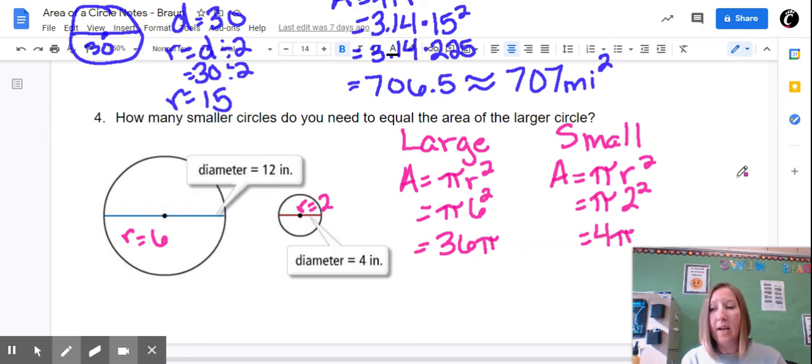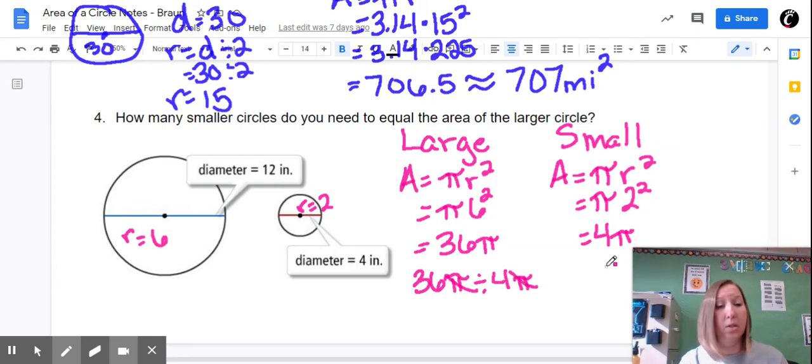So to find how many small circles are in the larger circle, we are going to divide. I'm going to do 36 pi divided by 4 pi. And when I do that, my pi basically cancel out. So I'm going to have pi divided by pi, which would just cancel out to be 1. So really I'm focusing on 36 divided by 4, which gives me 9.